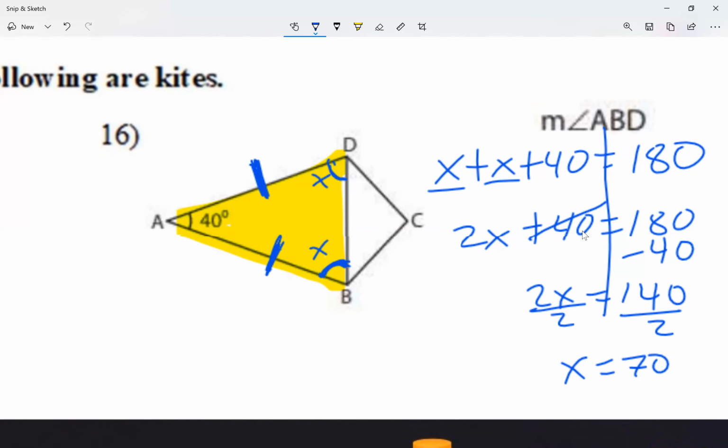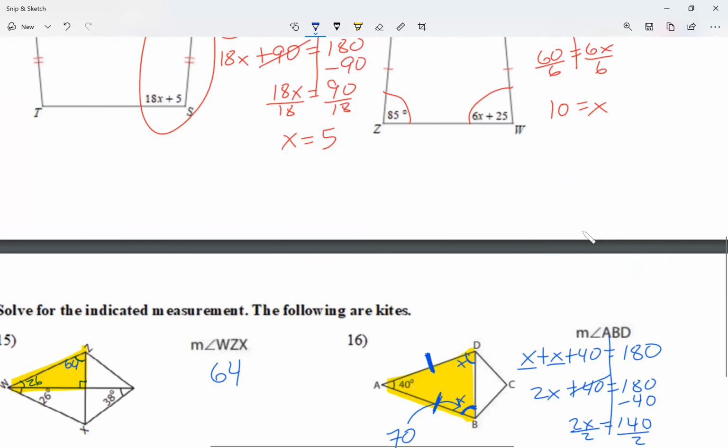So there, that angle that we were looking for, I called it x because I didn't know how big it was, but now we know it's 70 degrees. Okay, let me zoom out so you guys can see exactly what we did today.